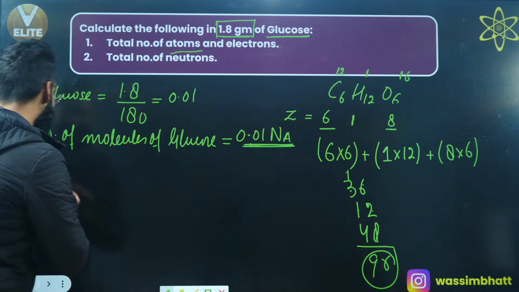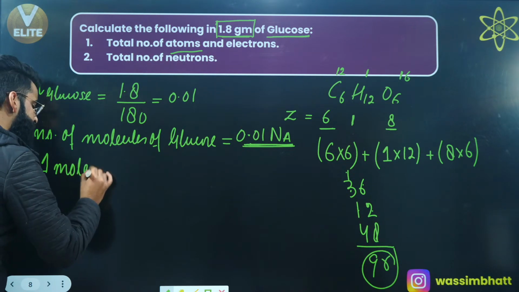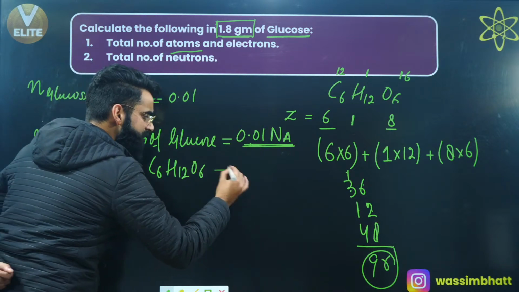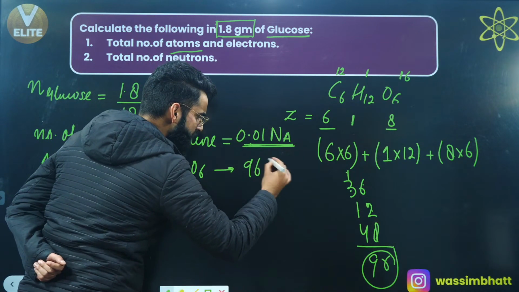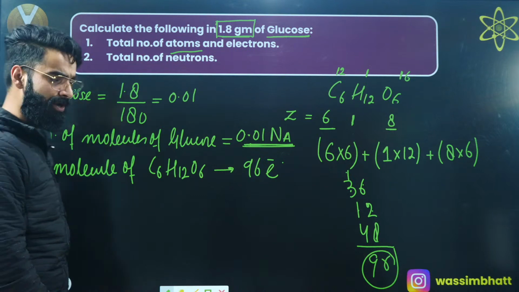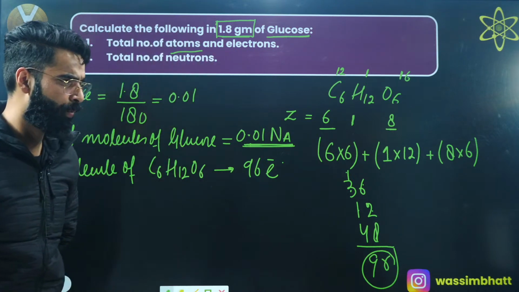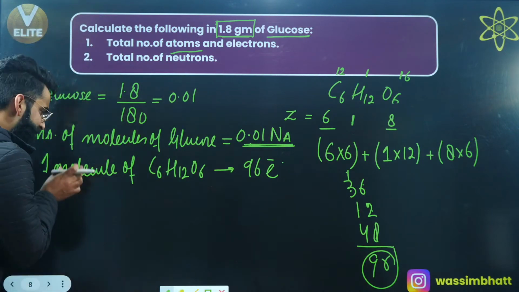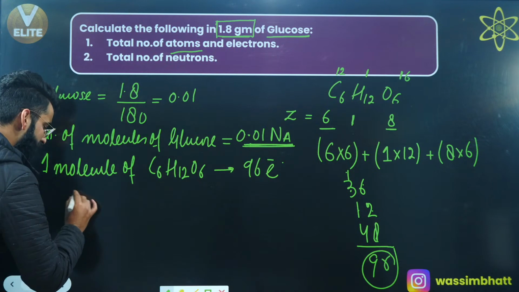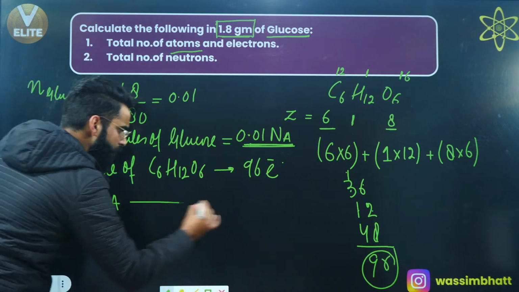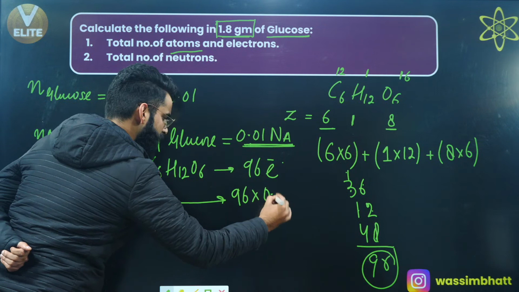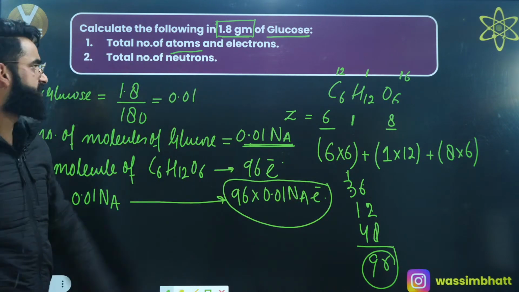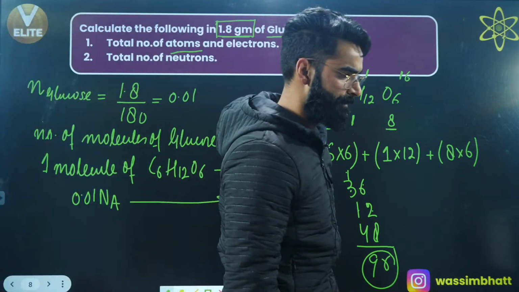So I got to know exactly that one molecule of glucose contains 96 electrons. But do we have only one molecule of glucose? No way. We have 0.01 Na molecules of glucose, right? So if one molecule of glucose contains 96 electrons, then 0.01 Na molecules of glucose will contain 96 multiplied by 0.01 Na electrons. So this is the total number of electrons in 1.8 grams of glucose, right?